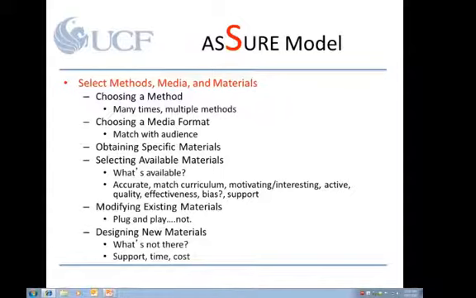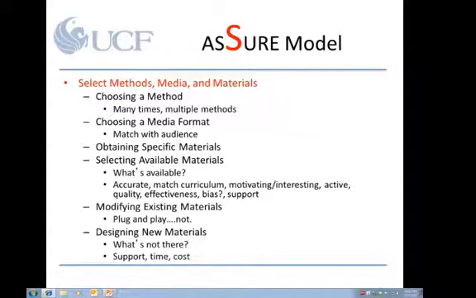Modifying existing materials. Now, it's taking things that already exist and modifying them to address your particular learning environment. Here, it's important to understand that existing materials aren't plug and play. You can't just take something somebody else created, a lesson plan, and throw it in and use it in your learning environment, because there are many factors, as we talked about, that need to be considered. So a number of modifications might be very necessary for this.